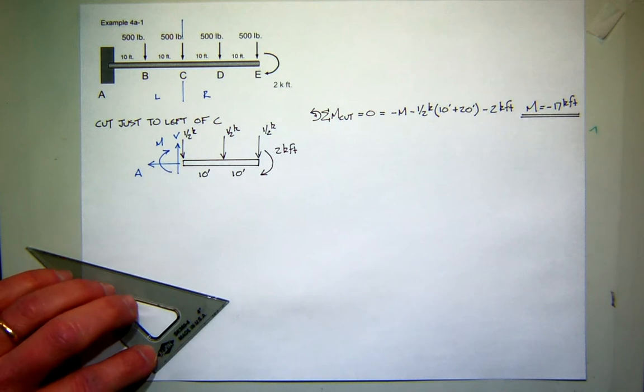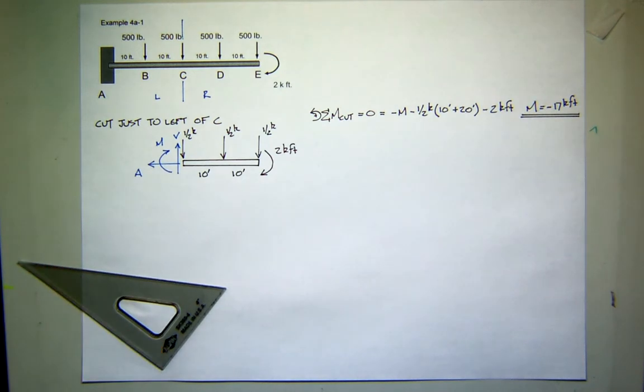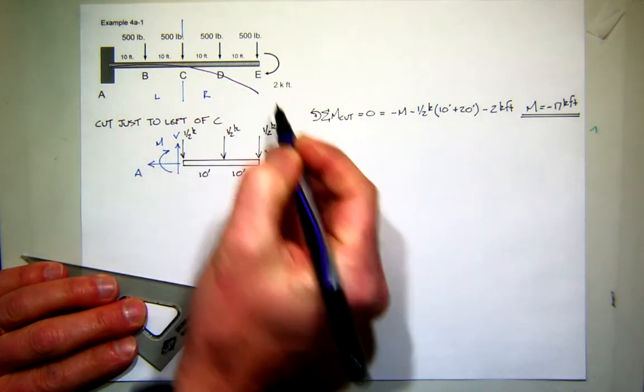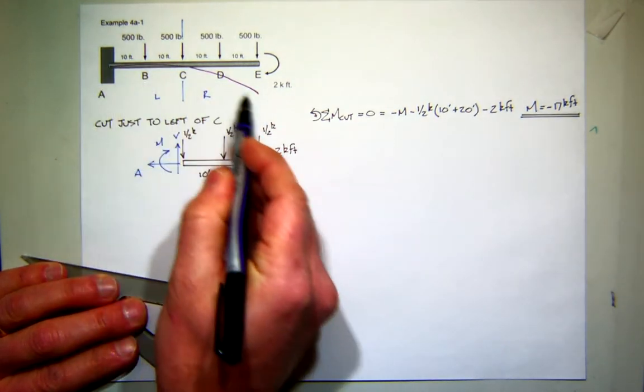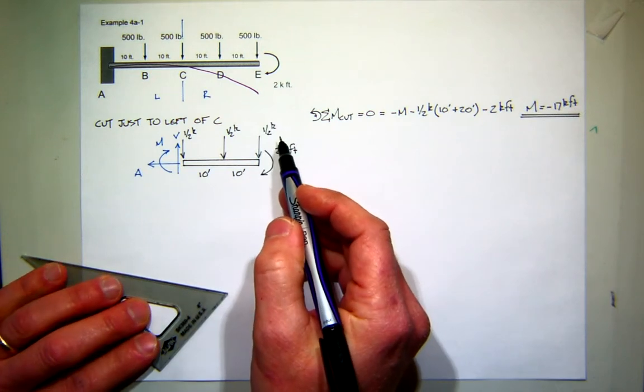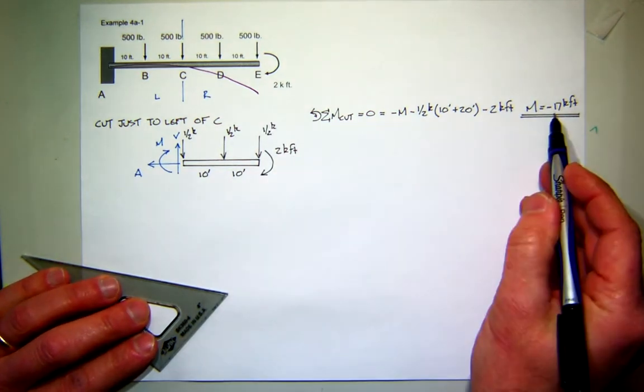Here, maybe this will help. How do you think this structure is going to bend, deflect with that kind of load? It's probably going to have some shape like that, right? What does that look like? It's half of a sad face, so it should be negative bending moment. We got negative bending moment.